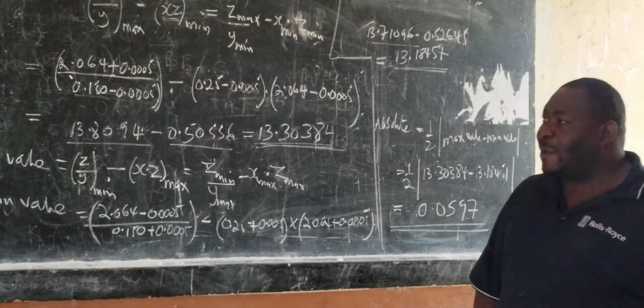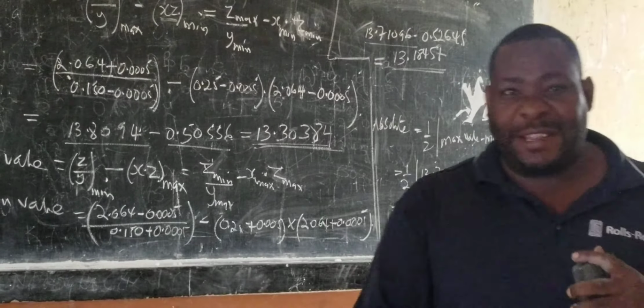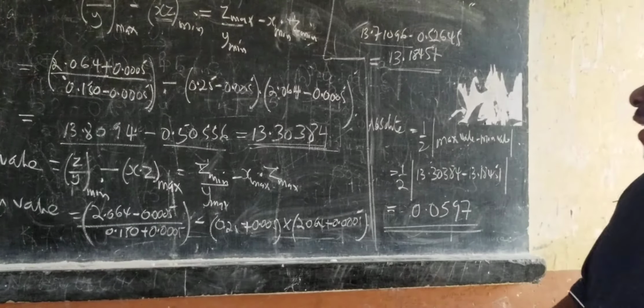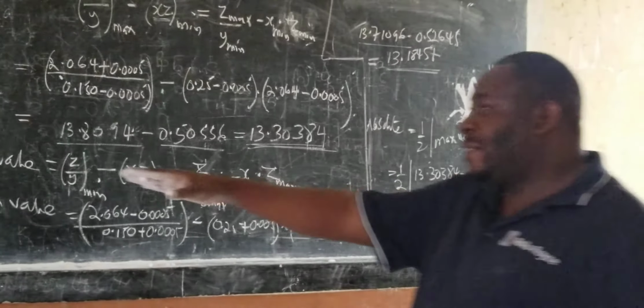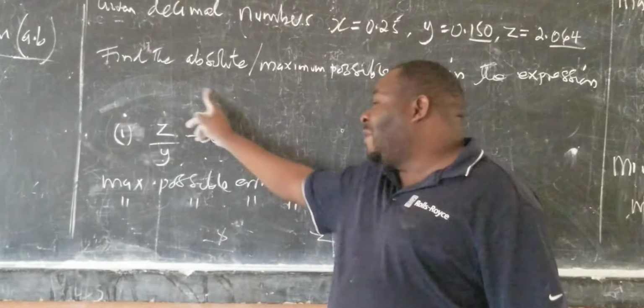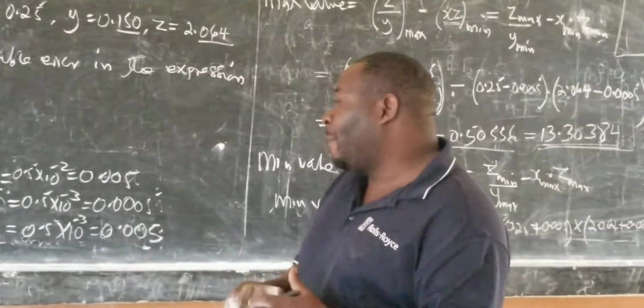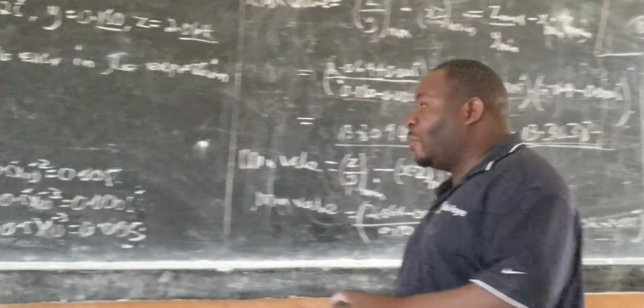So the absolute error in that expression is a combination, because there was an error in X, an error in Y, and error in Z. Then when you combine this term here, Z over Y, X minus Z, so this is the whole expression. So to get the maximum error which is made in that expression, you combine.